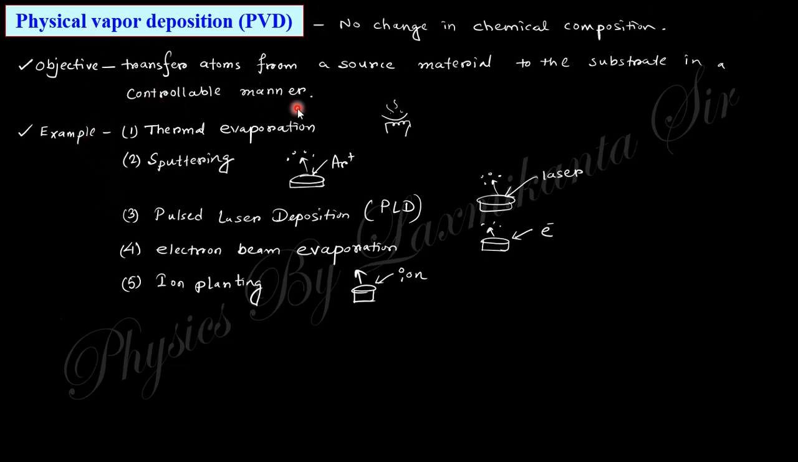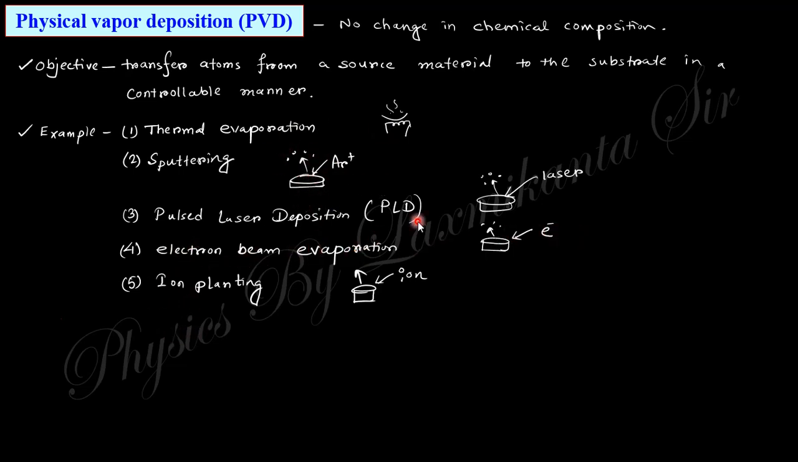The objective is to transfer atoms from a source material to the substrate in a controlled manner. Examples are thermal evaporation and sputtering. Thermal evaporation is where the material is evaporated using a heater. Sputtering means the argon plus ions collide with the target and make molecules, which are deposited on the substrate.